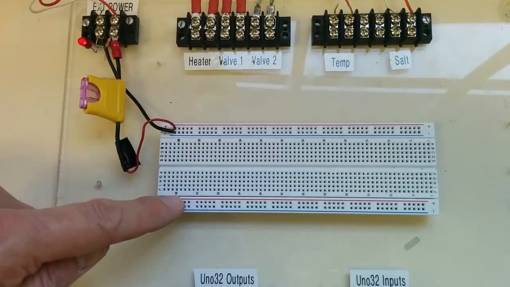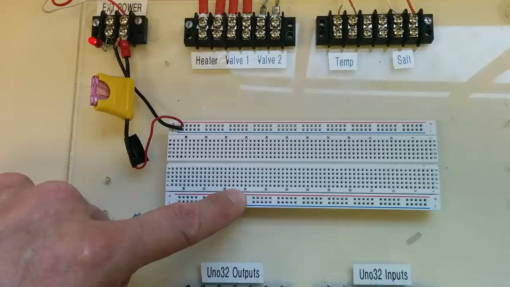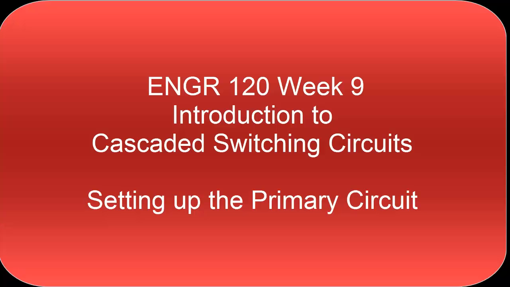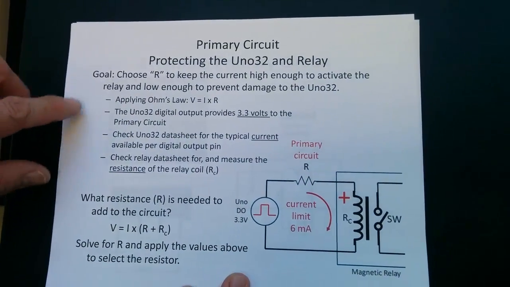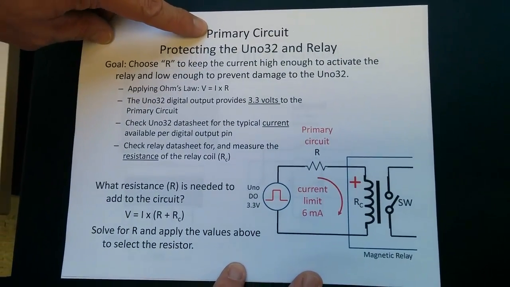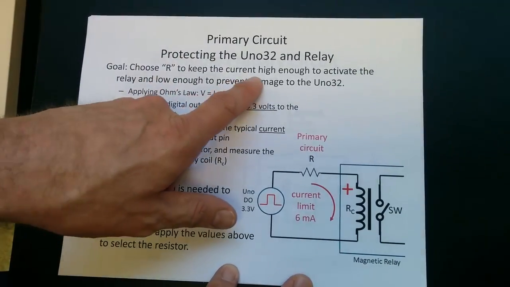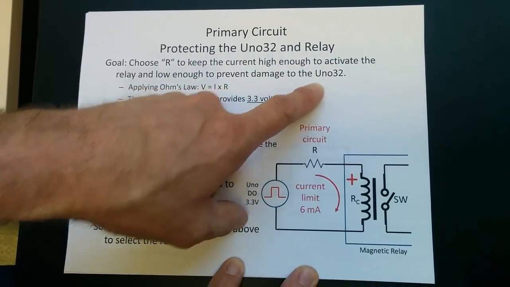On this side, we'll be having the UNO 32 provide ground on this side and power later on in the semester here. So let's take one more look at our circuit and get started. So again, the goal here is for the primary circuit, and keep in mind we want you to understand the difference between the primary and the secondary circuit. You're going to choose R to keep the current high enough to activate the relay and low enough to prevent damage to the UNO 32.